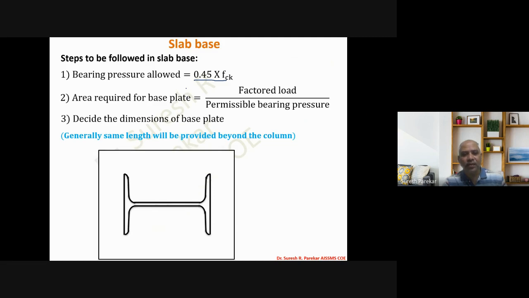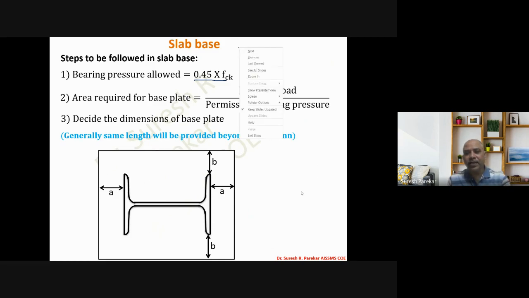So we have this as the column, and this is the base plate. And this base plate we are going to provide by providing distances A and B beyond the column. Now, mostly in slab base, we provide these values the same, A equal to B, and due to that your cantilever portion will be the same, and whatever bending moment is developed in this cantilever portion will be the same, and due to this the slab base becomes economical. So to have an economical slab base or base plate, we should have A equal to B.